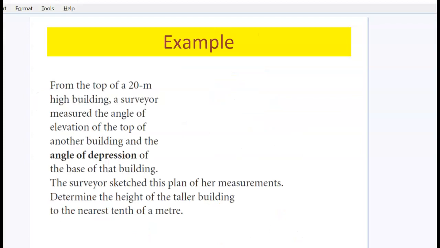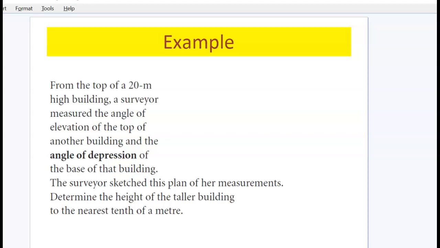In our next example, we are looking at a word problem, and it says: from the top of a 20-meter high building, a surveyor measured the angle of elevation of the top of another building and the angle of depression of the base of that building. The surveyor sketched this plan for her measurements. Determine the height of the taller building to the nearest tenth of a meter. Now, I'm going to give you a couple of angles here.